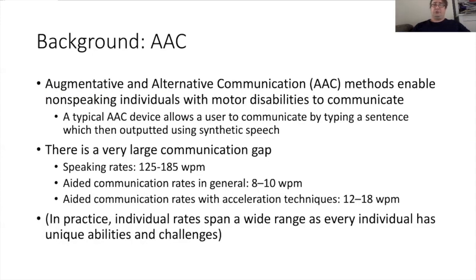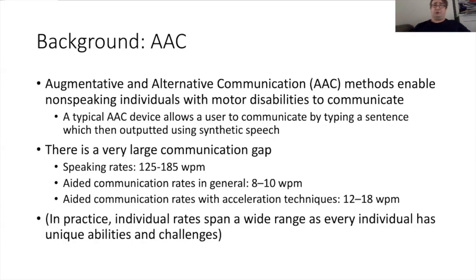AAC methods allow non-speaking individuals with motor disabilities to communicate. There is unfortunately a very large communication gap between people speaking normally, achieving rates between 125 and 185 words per minute, and people using AAC, who typically meticulously type their sentences on a tablet or physical keyboard and then have their sentences read out by speech synthesis.